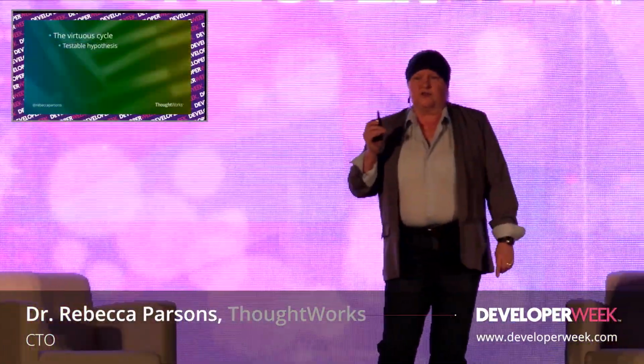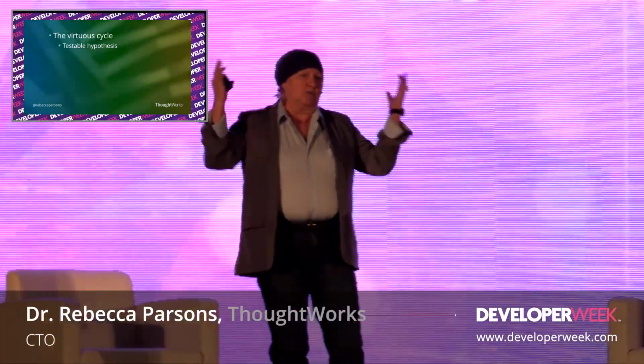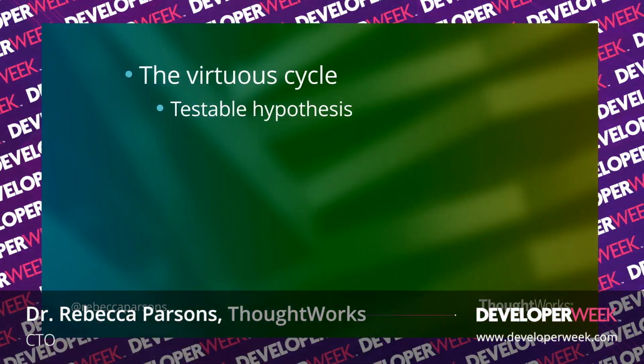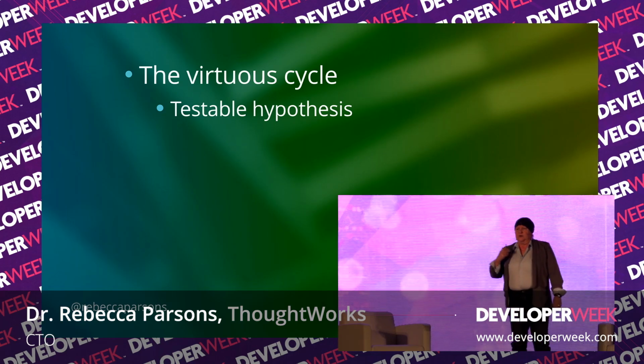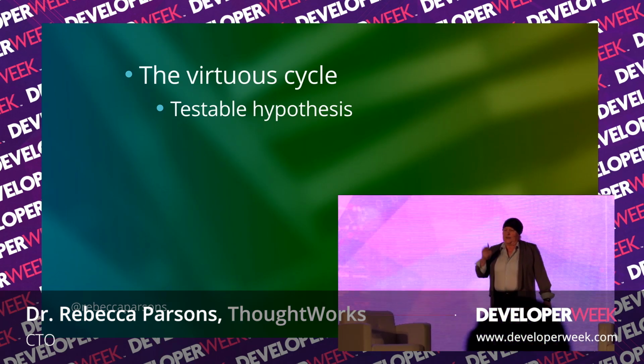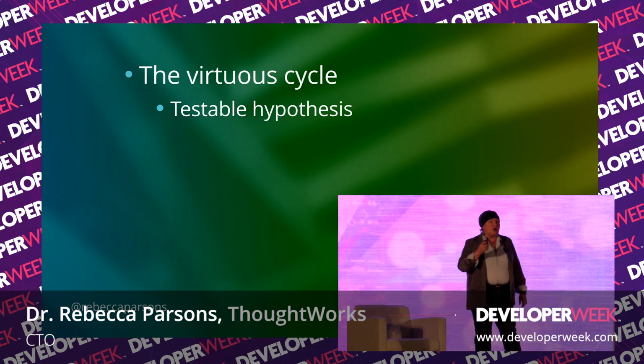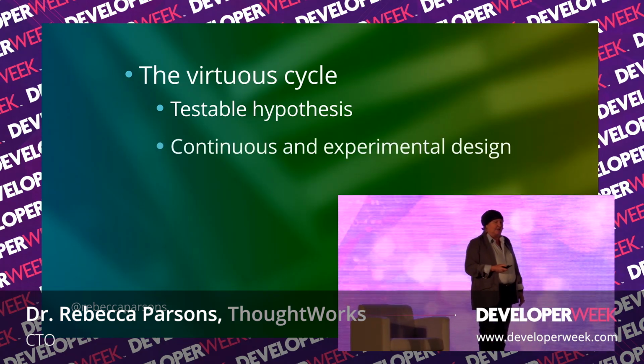And this is what I want to talk about in the context of business agility, this virtuous cycle. But it's important to start with a testable hypothesis. What is it that you're really trying to achieve? What is the outcome you are looking for? A happy customer, well, that's a wonderful goal, but you can't measure a happy customer. You have to measure customer satisfaction. You have to measure cart abandonment, things of that nature. So you need to start with something you can actually test.